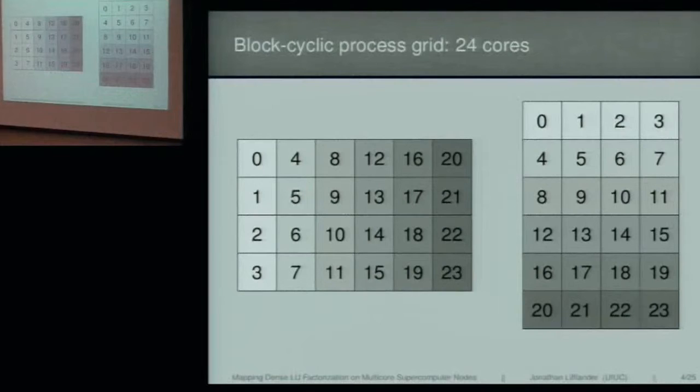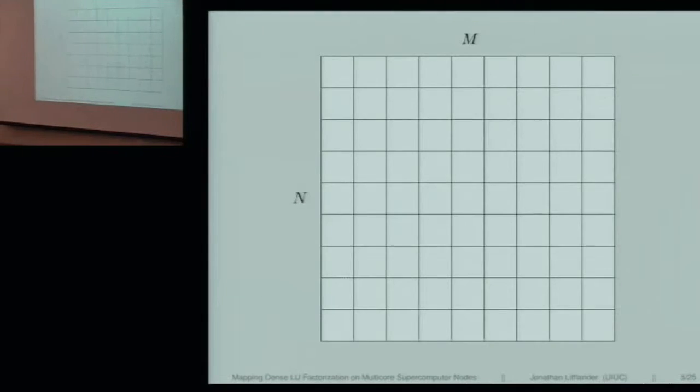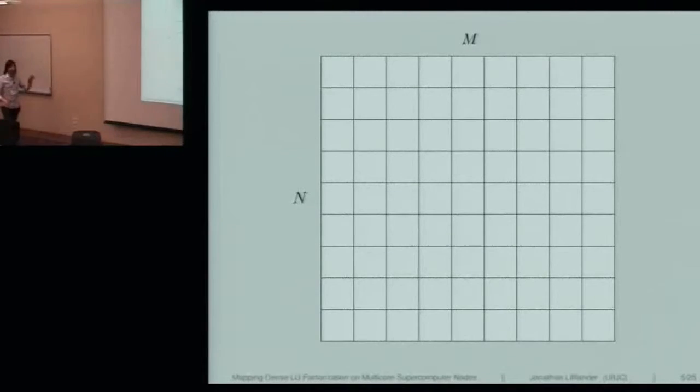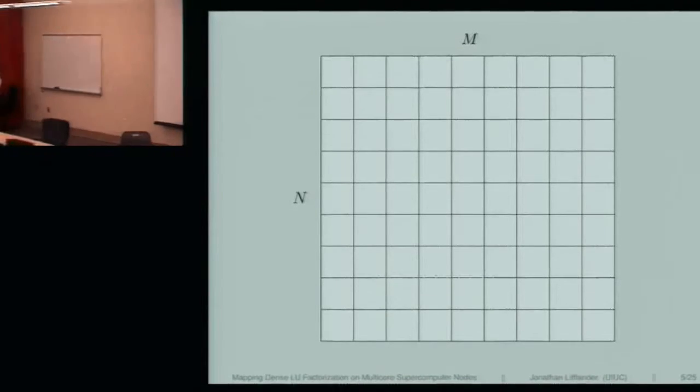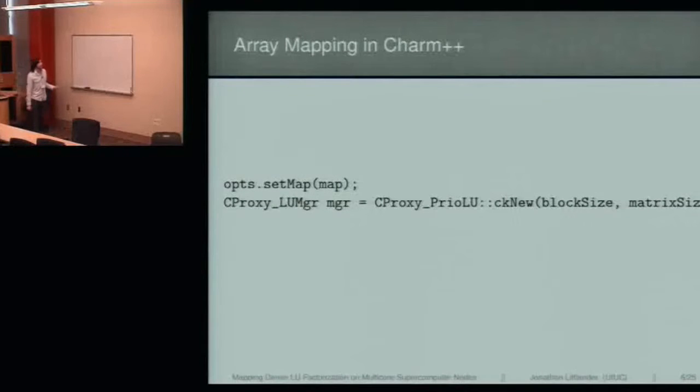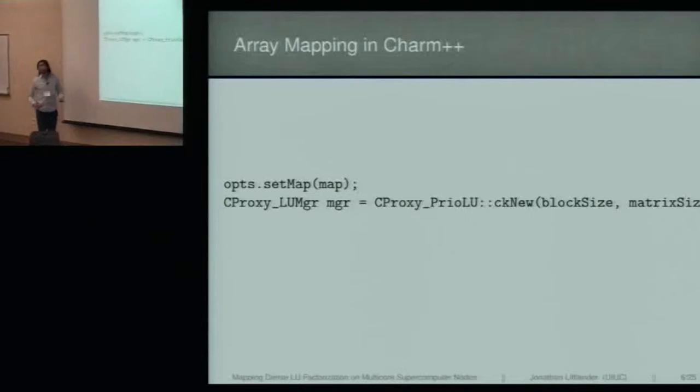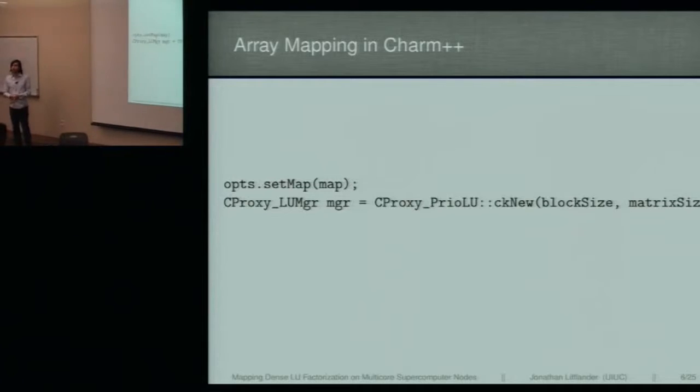So you take this process grid and you stamp it across the matrix. So if we have a matrix like this, we'll take that grid and we'll just place it basically on top of the matrix. And wherever that process grid tells us to put the block, that's where it goes. So in Charm++, this is very easy to do. We can define our mapping, and when we create the array, we have some options we pass in. We just set a map, and the mapping function is just a function that takes an xy coordinate for the block and returns the processor it's going to execute on.